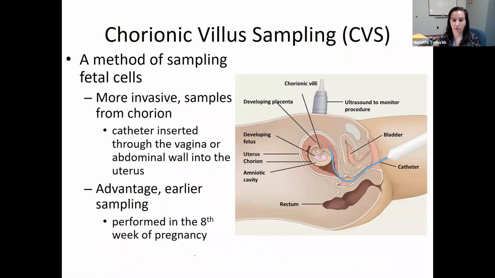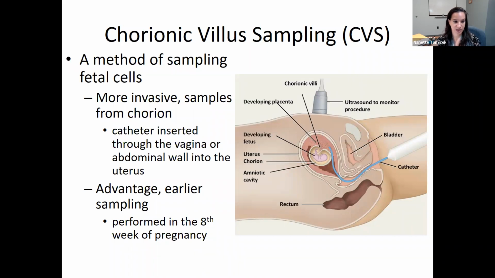I want to talk about chorionic villi sampling, or CVS. Okay. This is an early test that can be done to get a little sampling of baby cells to tell if baby is healthy and developing normally. Okay. This is a more invasive test than just a regular pregnancy test, or the next thing I'm going to talk about, which is amniocentesis. So this is the most invasive test that can be done.